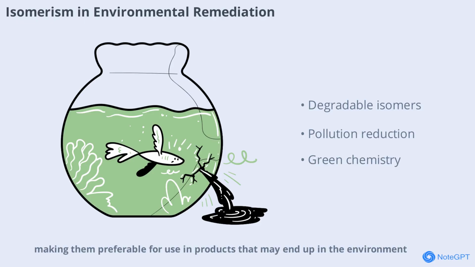Some isomers are more easily broken down by environmental processes, making them preferable for use in products that may end up in the environment. By selecting isomers that degrade more readily, chemists can design safer chemicals that minimize pollution and support environmental remediation efforts. Isomerism thus contributes to greener and more sustainable chemistry.